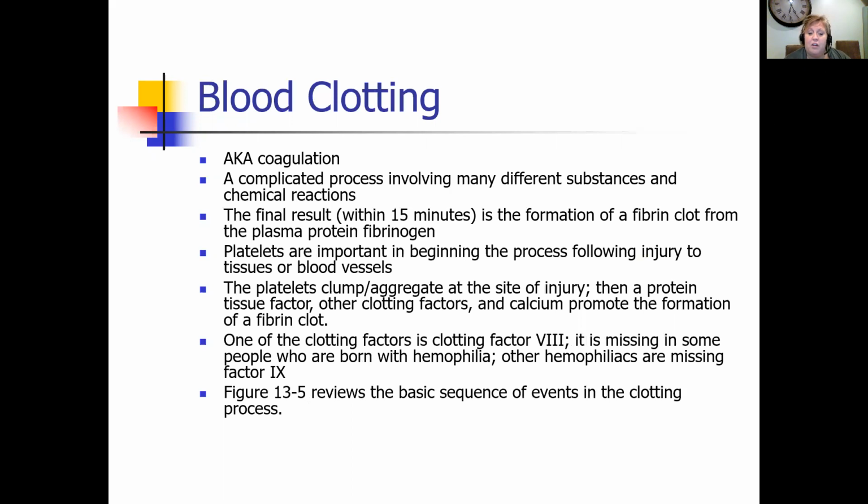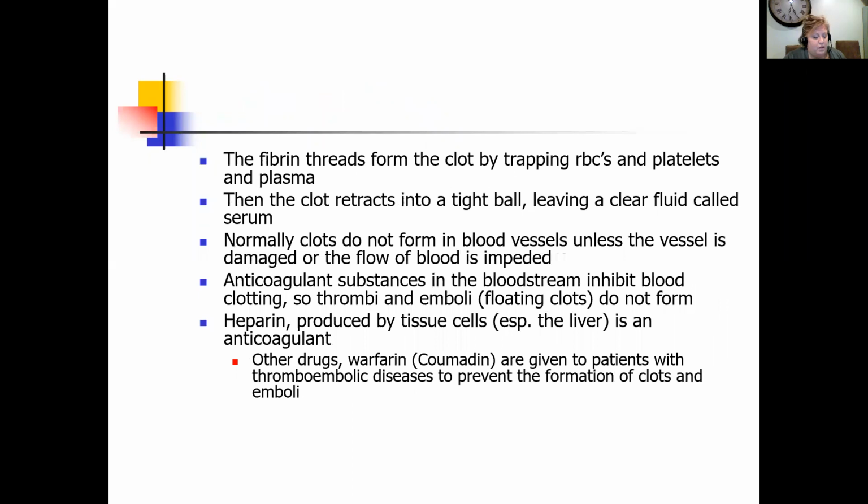How can we help this along? We usually can apply pressure to the site. Pressure helps that clot to form even a little faster. The fibrin threads form the clot by trapping red blood cells and platelets in plasma. And the clot then retracts into a tight ball, leaving a clear fluid called serum.